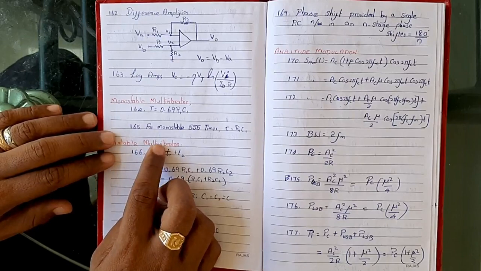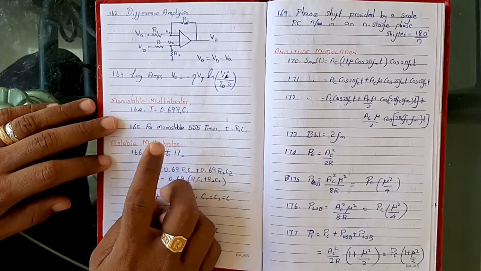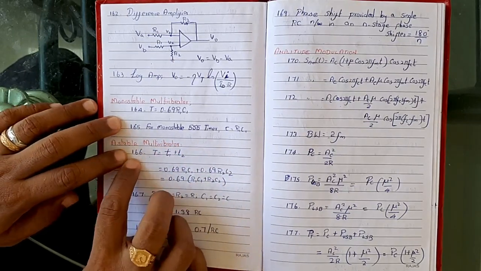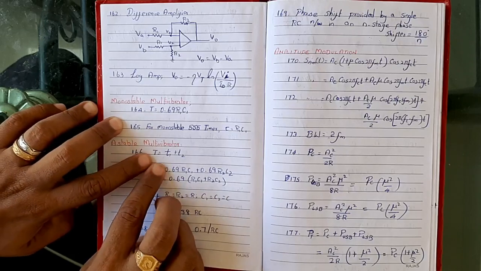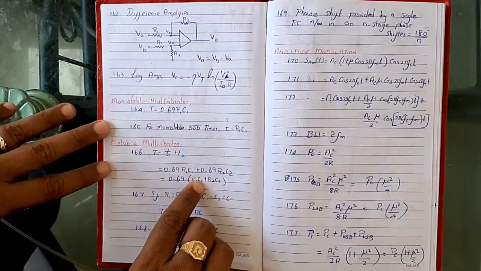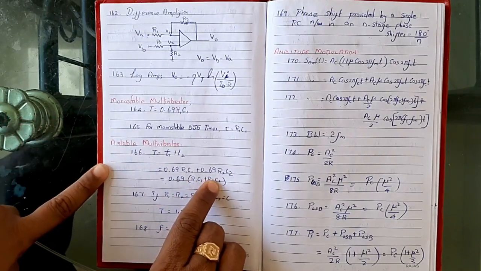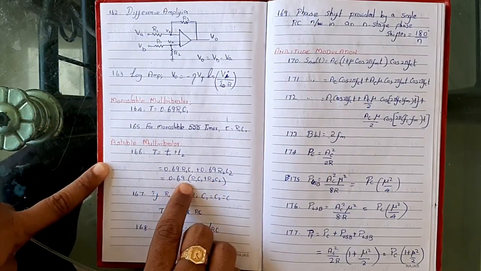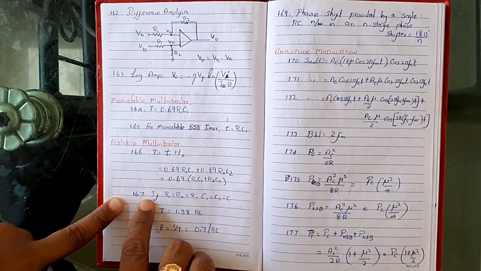Okay, so this is the reason why an astable multivibrator can be used as a square wave generator. Now, formula 166: T is equal to T1 plus T2, that is equal to 0.69 R1C1 plus 0.69 R2C2, that is equal to 0.69 (R1C1 plus R2C2).